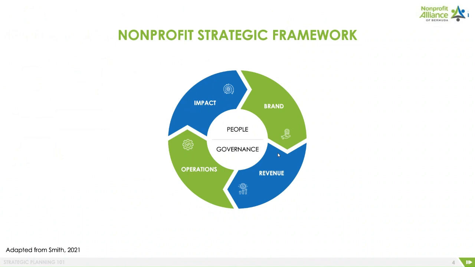There are 6 key areas that a nonprofit must consider if it is to create this strategic momentum. These areas have been adopted from the Balanced Scorecard strategic management tool to more specifically address the nonprofit context. They include impact, brand, revenue, operations, people, and governance.